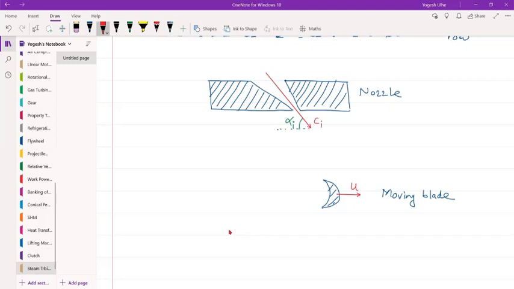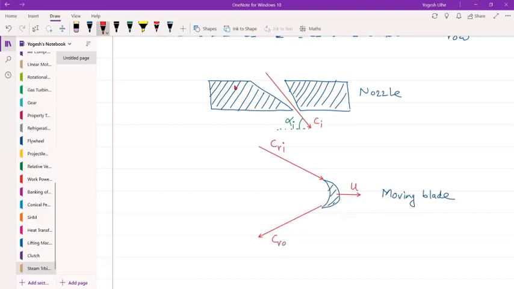Suppose you assume the blade as stationary, then what do we assume? Listen to my points carefully, this discussion is quite important. If you assume the blade as stationary, then steam enters the blade at a velocity CRI, and steam leaves the blade at the velocity of CRO.